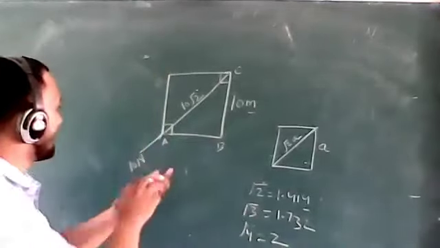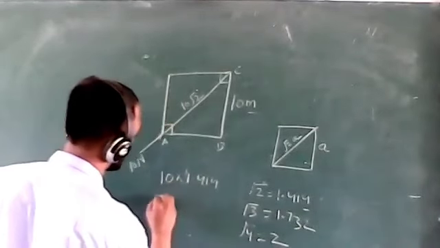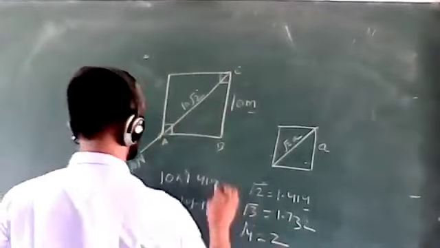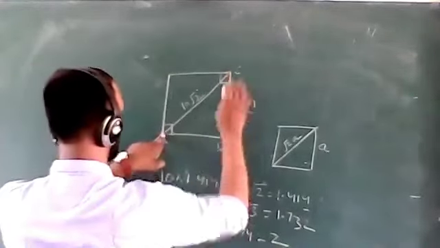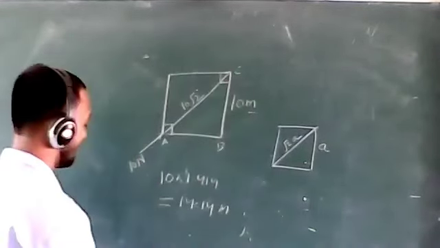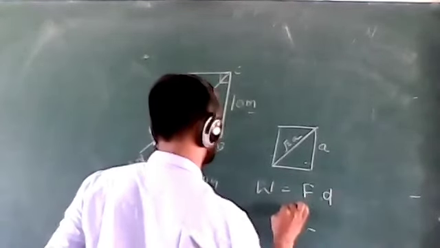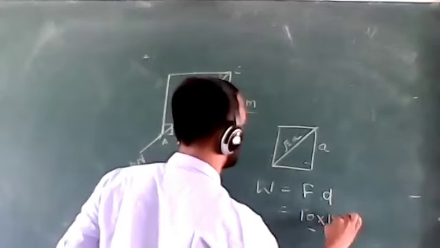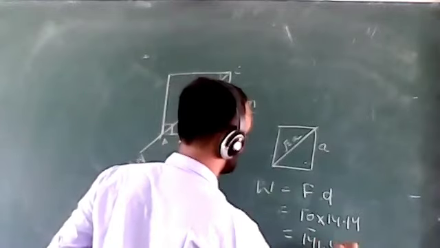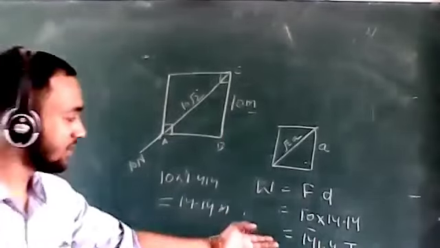See, so 10 root 2, 10 multiplied by 1.414, that is 14.14. This distance, the displacement between A and C, is 14.14 meter. Now we have to calculate the work done. What is the work done? Force into displacement. What is the force? 10 Newton, into 14.14, that is 141.4 joule. Okay, that is the answer.